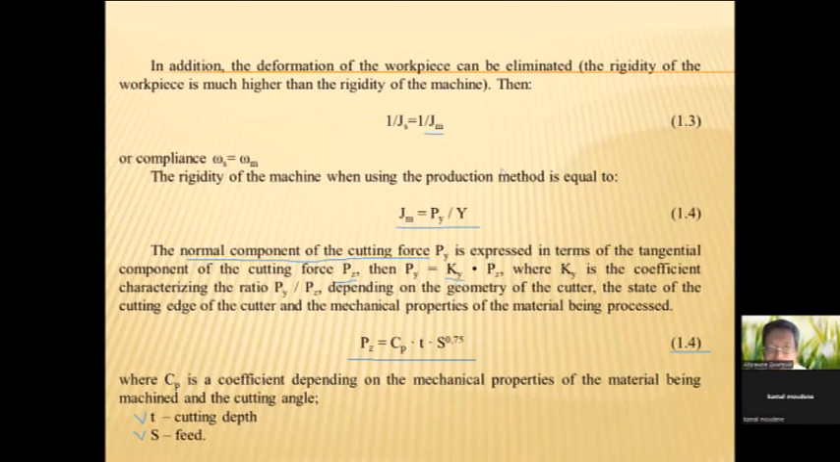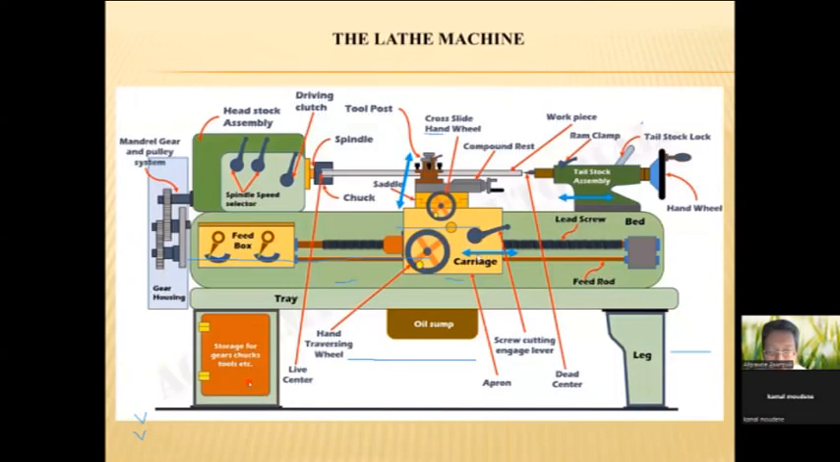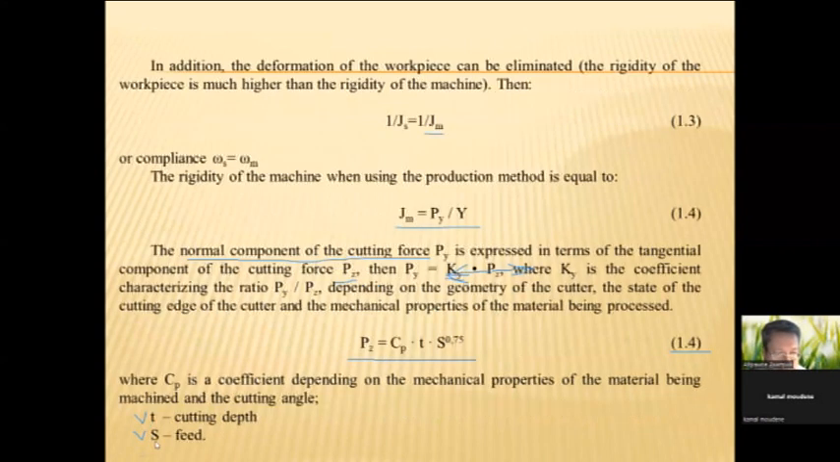Let's look at the previous slide. You see the carriage and it can be moved right and left. And the movement of the carriage, it's a feed. Movement of carriage right, or move carriage to the left, it's a feed. Speed of move, it's a feed. S, feed.